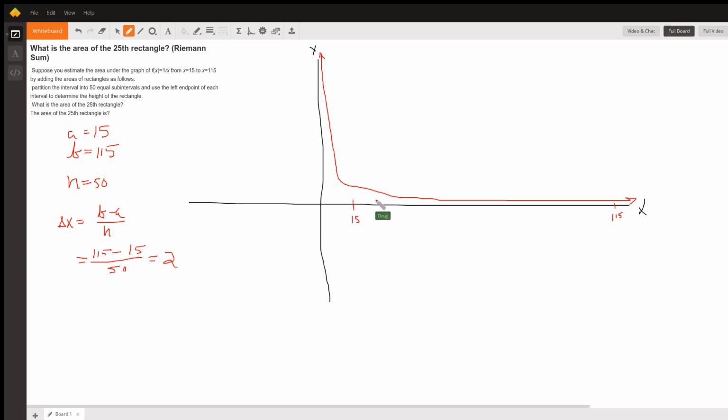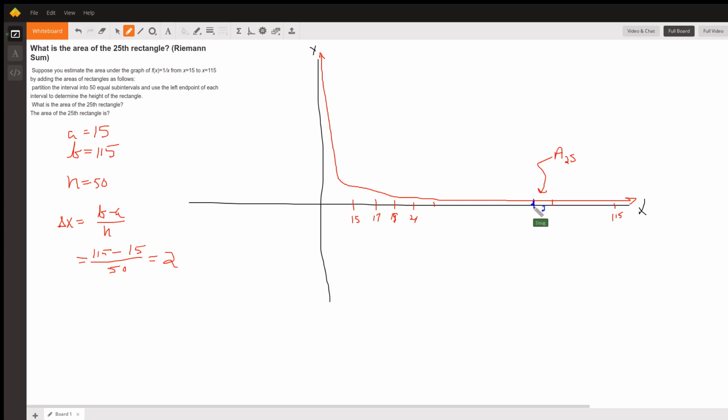So we're going to get all these little subintervals, I should say, that have a length of 2. And so these values are going to be increasing by 2. At some point, we're going to get out here to the 25th rectangle, A sub 25. That's what we want to find, the area of the 25th rectangle. To find the area of the 25th rectangle using left-hand endpoints, we have to find this value right here so that we can plug it into the function to find the height of that rectangle. And of course, the length of the rectangle is still going to be 2.